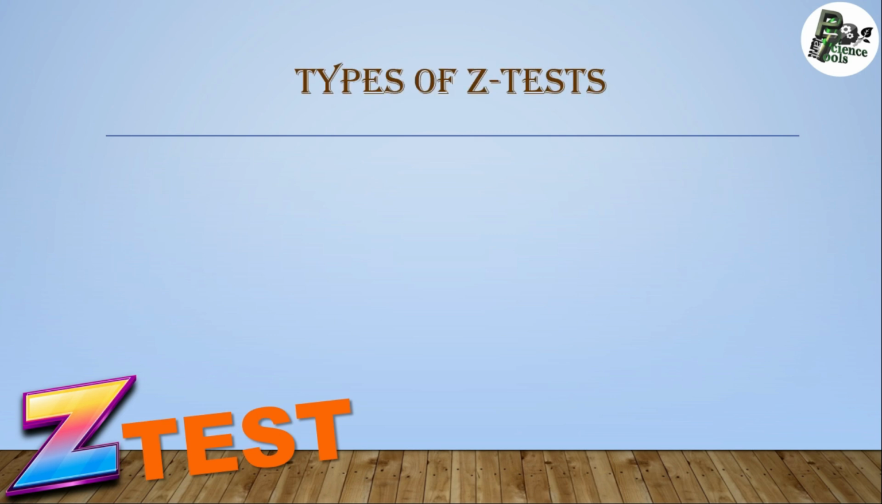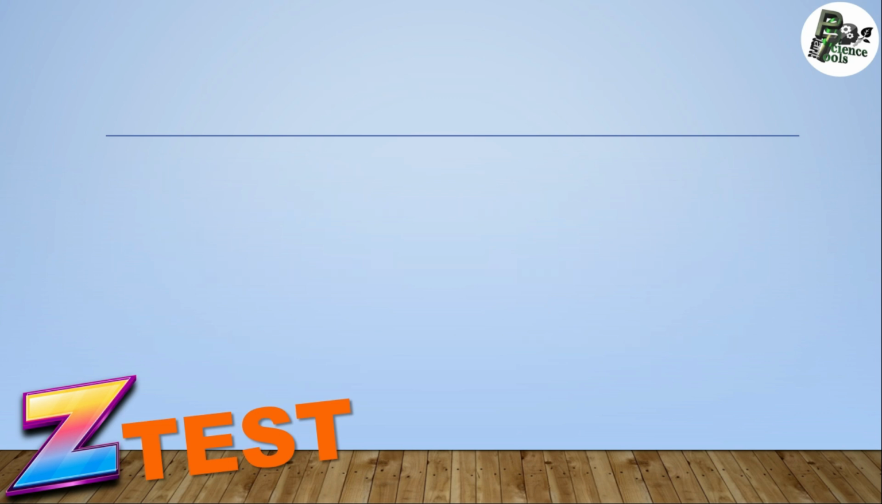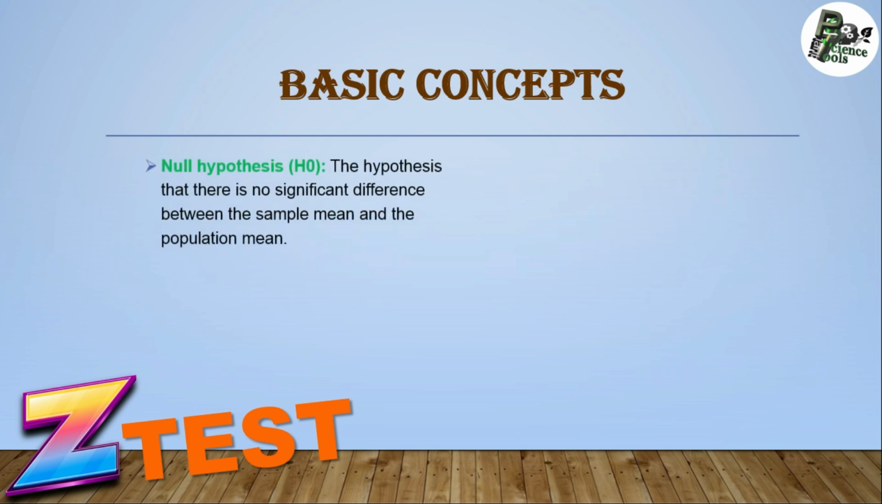Types of Z test. These are the three main types of Z test. The first one is the one sample Z test, used to compare the mean of a sample to a known population mean. The second one is the two sample Z test, used to compare the means of two independent samples. The third one is the proportion Z test, used to compare the proportion of successes in a sample to a known population proportion.